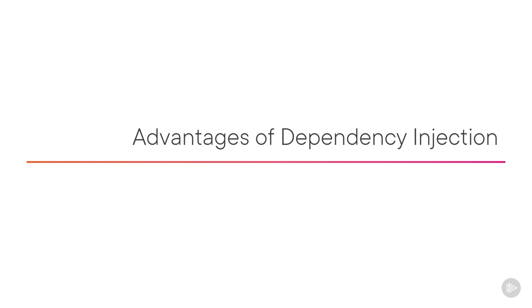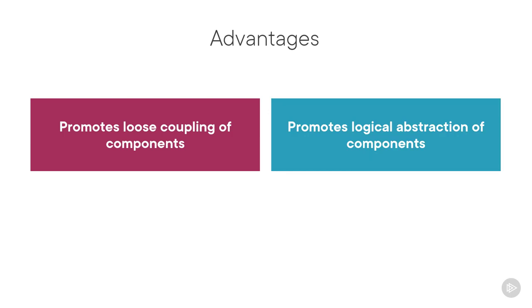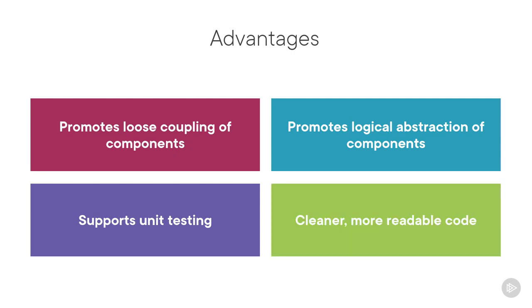Dependency injection brings with it many advantages that make applications easier to maintain and evolve. Benefits include promoting the loose coupling of components and the use of abstractions, both of which ensure that low-level code changes don't propagate up to higher-level code. Using dependency injection also supports improved testing by allowing unit tests to inject mock or fake dependencies, and it helps us to improve the readability and the cleanliness of our code.